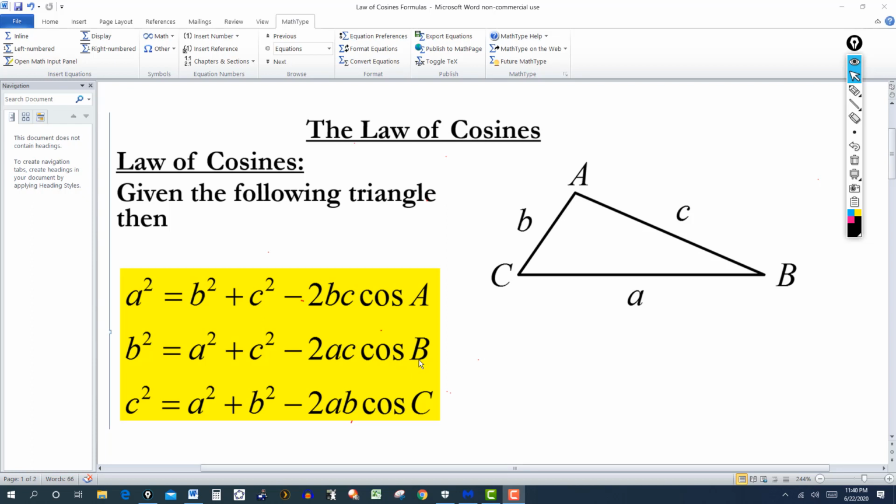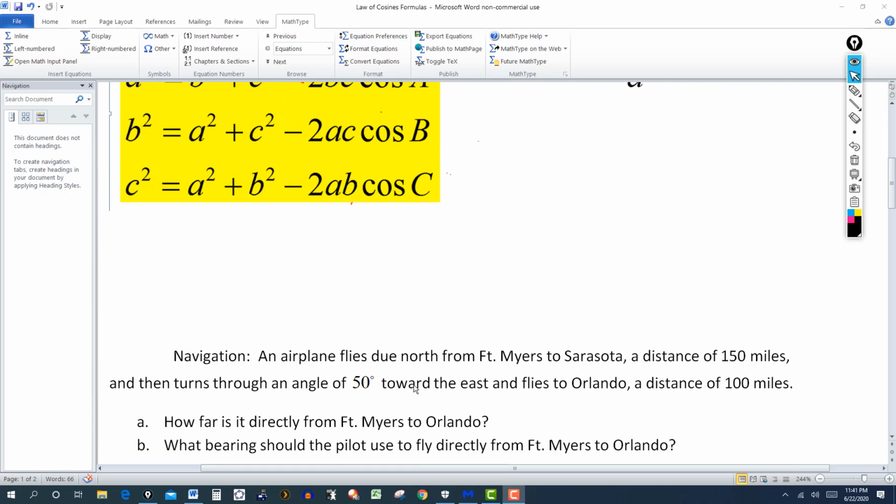which would be B. And then finally, c squared equals the sum of the squares of the other two sides minus twice the product of the two sides a and b times the cosine of the included angle between a and b, which would be C. So those are the formulas that we have. Sometimes you're looking for a side. In some cases, you could be looking for one of the angles, A, B, C, and so on. So let's look at the problem that we have here.